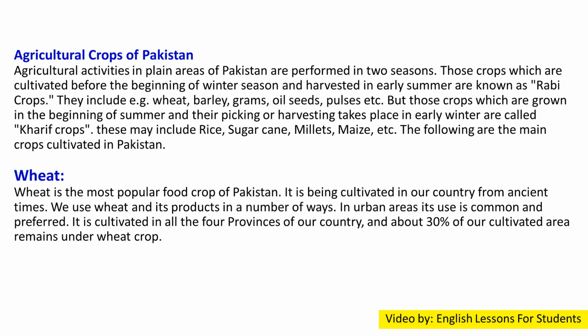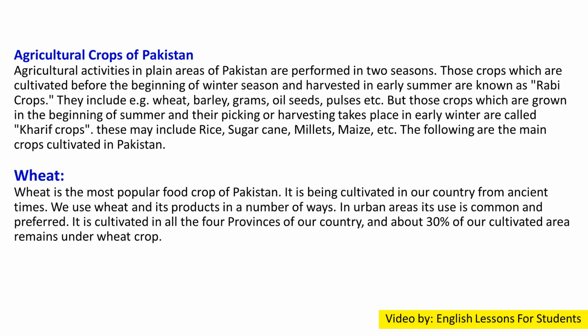Agricultural activities in plain areas of Pakistan are performed in two seasons. Those crops which are cultivated before the beginning of winter season and harvested in early summer are known as Rabi crops. They include, for example, wheat, barley, grams, oilseeds, pulses, etc. But those crops which are grown in the beginning of summer and their picking or harvesting takes place in early winter are called Kharif crops.